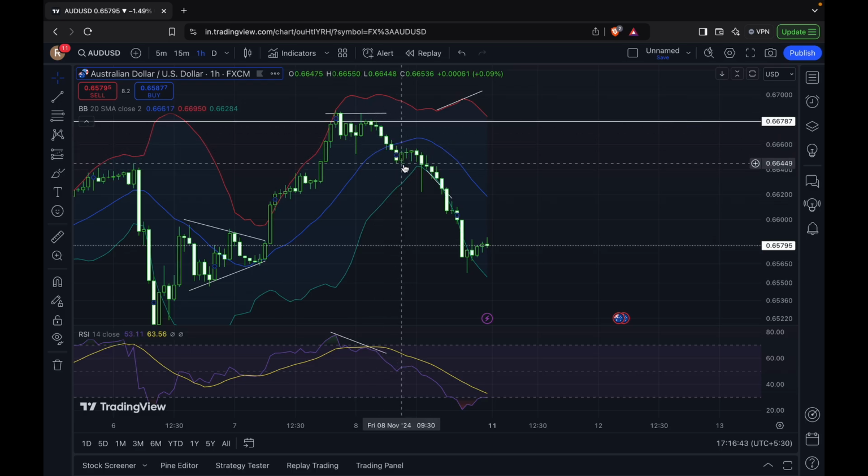The trend might change. So I shorted it somewhere over here. You could also wait for the Bollinger Band expansion, and then you can short somewhere over here or here. That will also turn out pretty well. So let me just show you in my MT5 account.